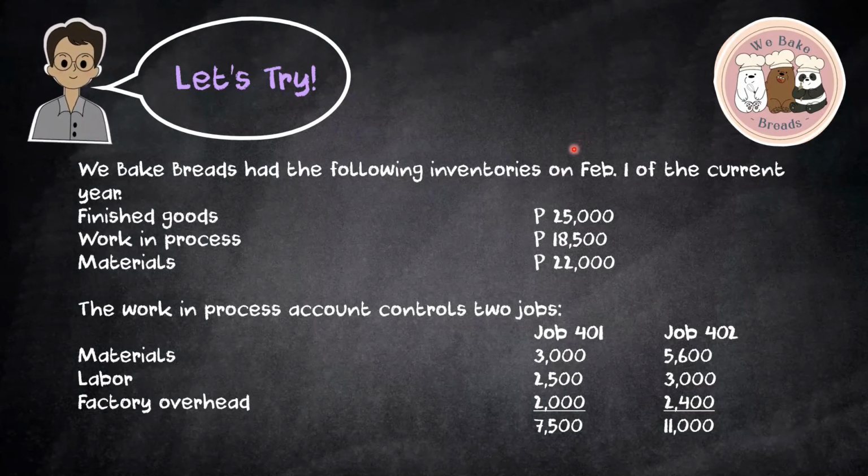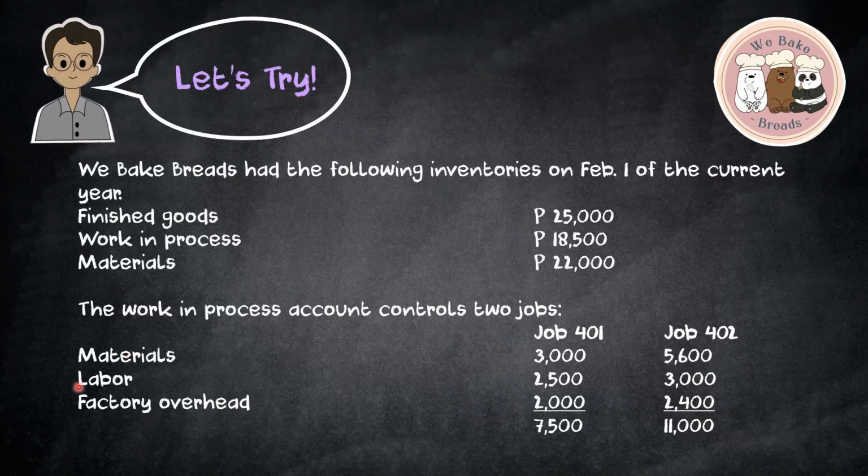Okay, so we also have here the inclusions of the work in process account. We have job 401 and job 402. So, we have two jobs in process. If we look at the totals, for job 401 we have 7,500, and for job 402 we have 11,000. So, if we total that, 11,000 plus 7,500, we get 18,500, which is already here. We can see that it is indeed the balance of the work in process account.